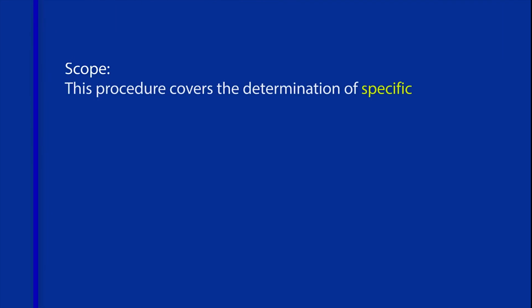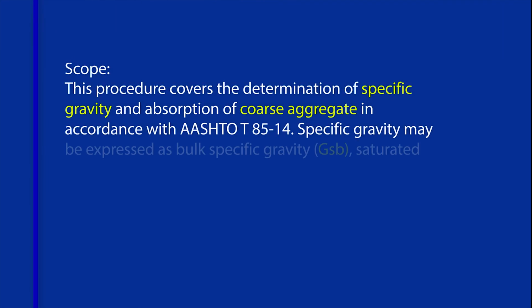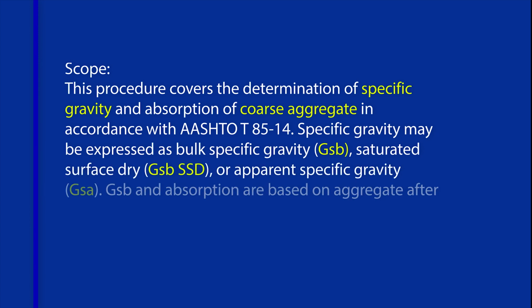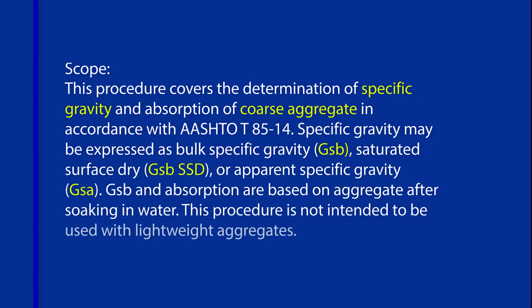Scope. This procedure covers the determination of specific gravity and absorption of coarse aggregate in accordance with AASHTO T85. Specific gravity may be expressed as bulk specific gravity, GSB, saturated surface dry, GSB-SSD, or an apparent specific gravity, GSA. GSB and absorption are based on aggregate after soaking in water. This procedure is not intended to be used with lightweight aggregates.